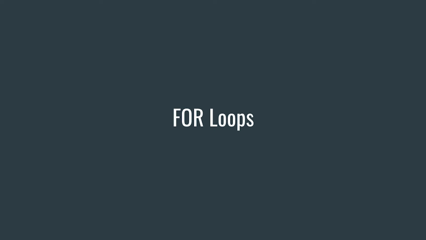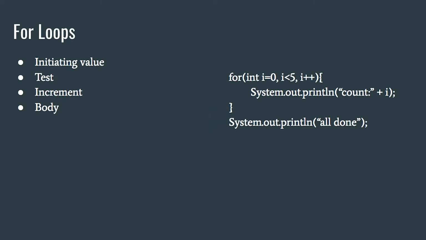Let's move on to for loops. For loops are a kind of while loop. We use them to step through the value of a variable. Here's an example. For loops have 4 parts. We have an initiating value of our loop variable, so we set I equal to 0 in this case as our initiating value. We then have a test.